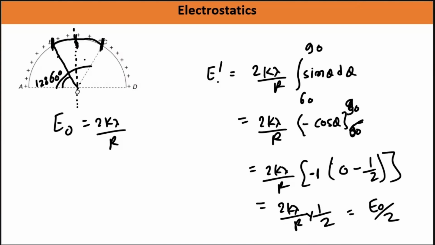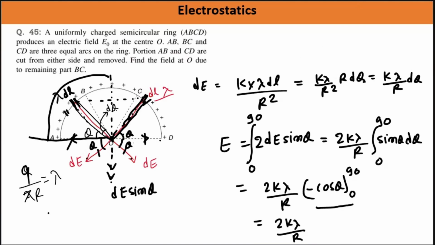So the correct answer will be E naught by 2. And the electric field, again, here also it will be perpendicular to this line AD. So the electric field is in this direction, and magnitude-wise, it has become half. So yeah, this is the thing. You should remember the formula. You should have the formula in your mind so that you can directly put in values there and get the answer. Okay. I hope you have understood it.